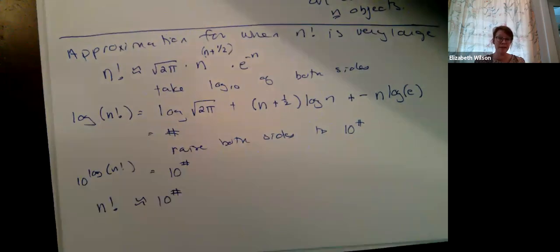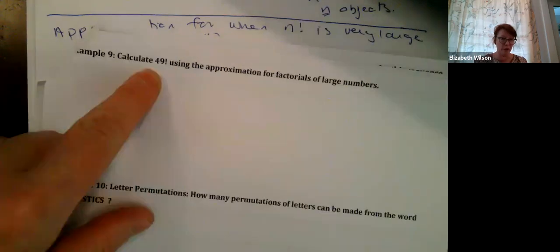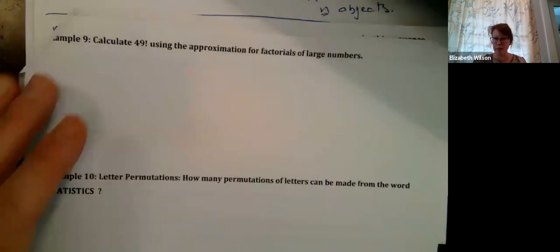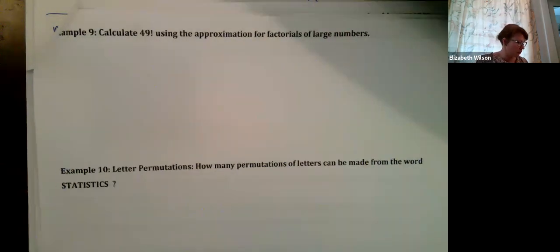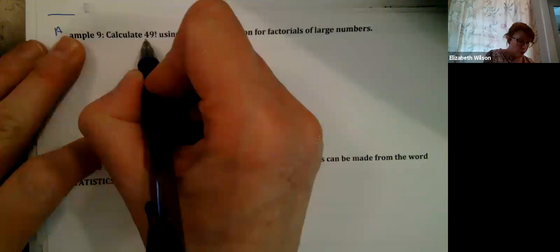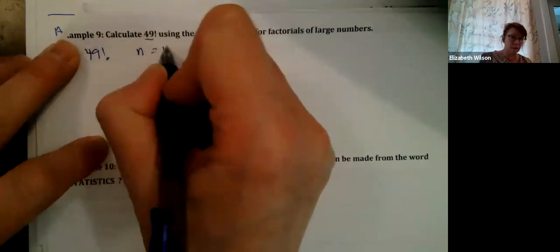So example 9, we're going to use this formula to help us work through the calculation for 49 factorial. Like I said, 49 factorial we can actually probably calculate on our calculator, but it's reasonable enough for us to approximate here. So in this case, our n is equal to 49. You can start taking notes.